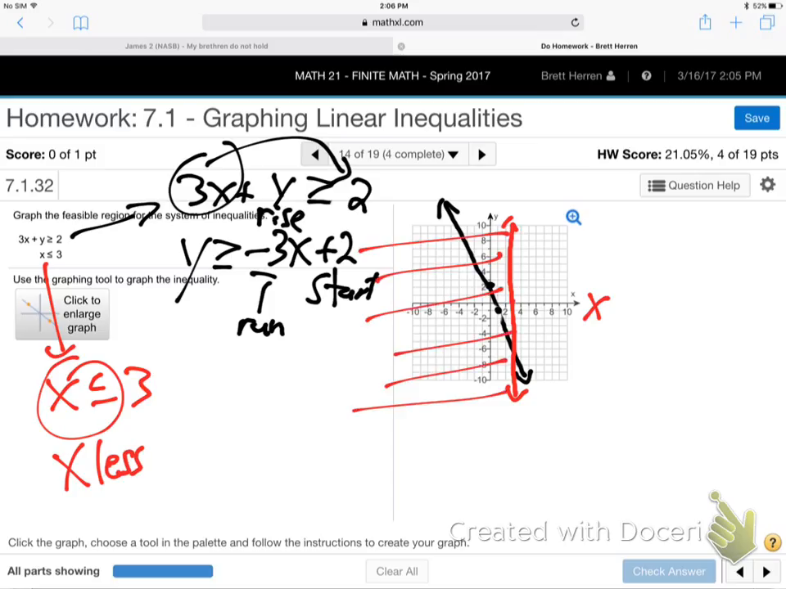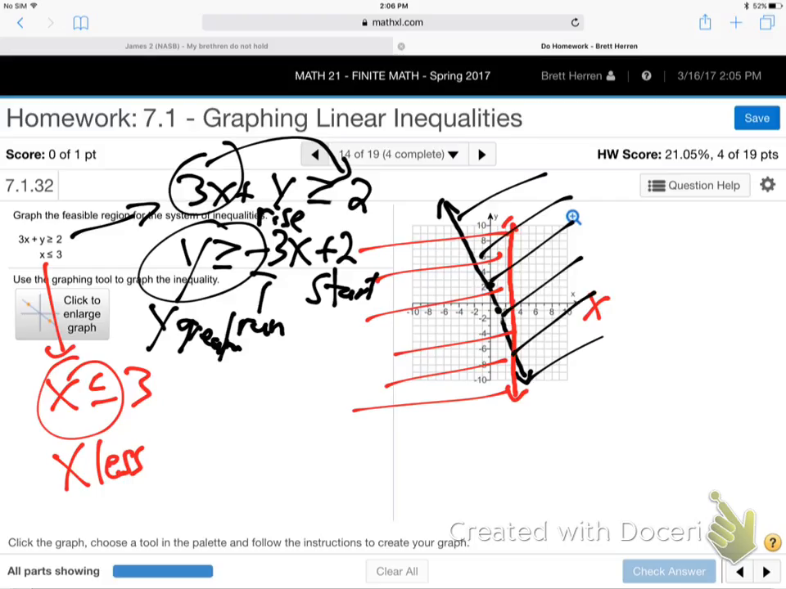Oh, I forgot to do the black shading. So what was the black one? It was y greater. It's above the y. So where do the 2 shadings overlap? Right here. That's the feasible region. That's the possible region. That makes all the inequalities true. Those are possible solutions.